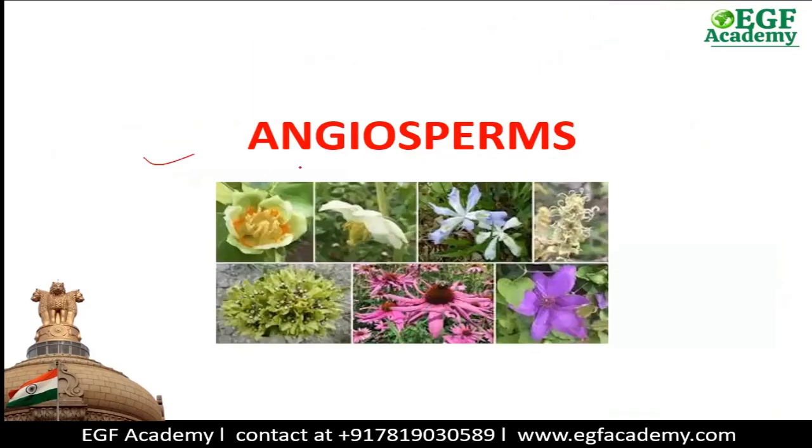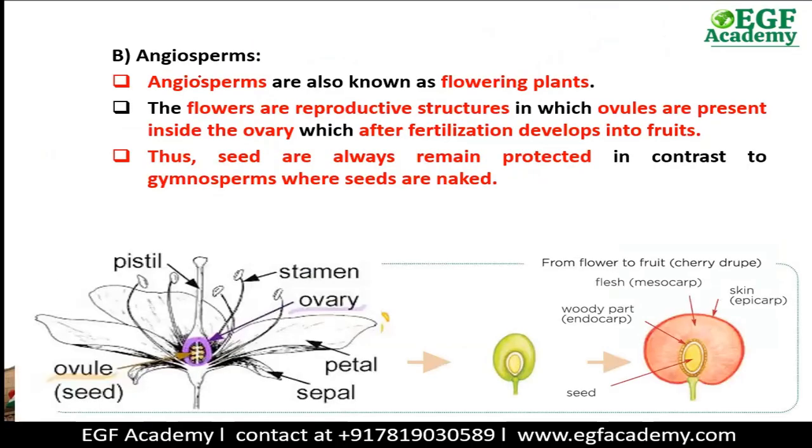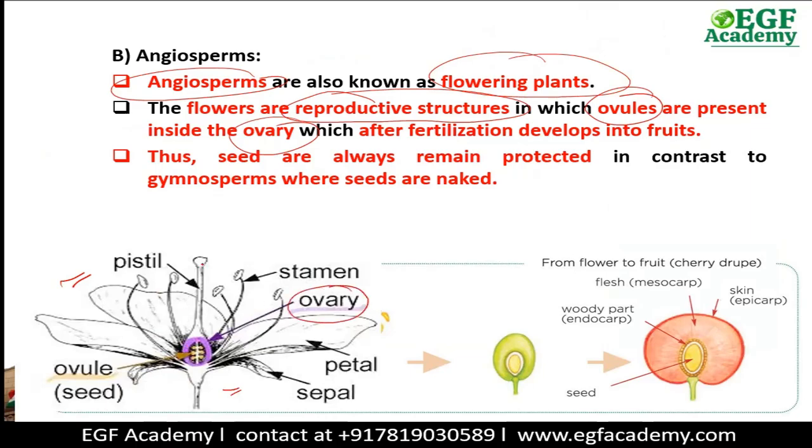Now let's study about angiosperms. Angiosperms are flowering plants. These plants produce flowers. Flowers are the reproductive structures of these plants. There are ovules present inside the ovaries. This is the flower. This is the ovary. This complete structure is the ovary. There is ovule inside the ovary. These small structures which you can see here are the ovules.